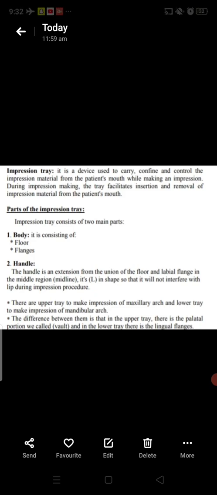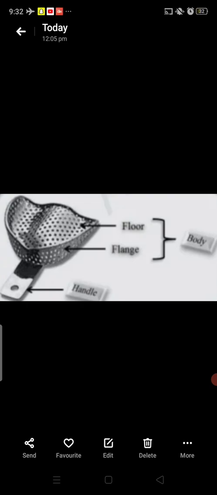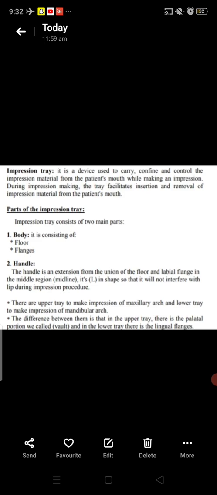Now come to the parts of the impression tray. The impression tray consists of two main parts. Number one is the body and number two is the handle. The body again has two parts. One is the floor, which is flat, and the other is the flange, which is the elevated part. The handle is L shaped.